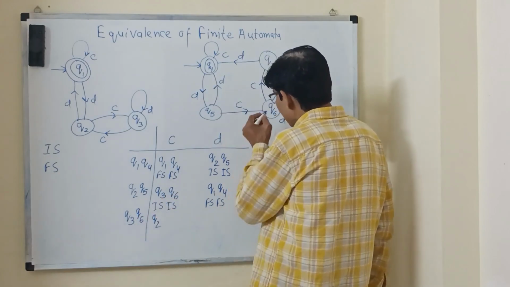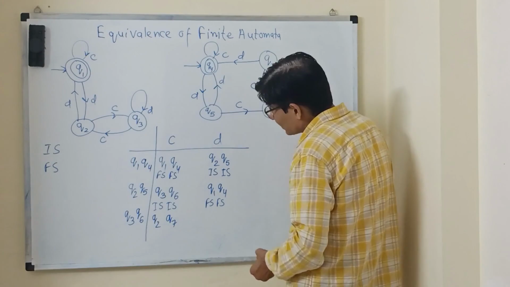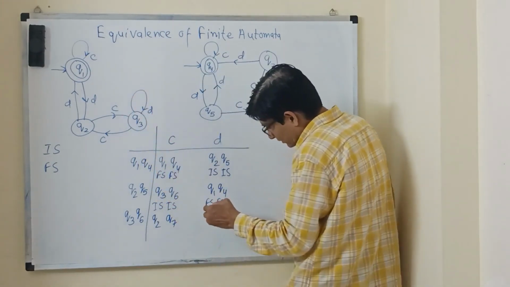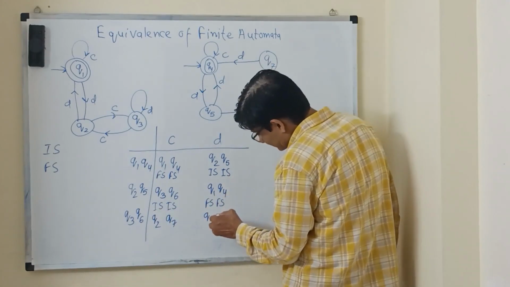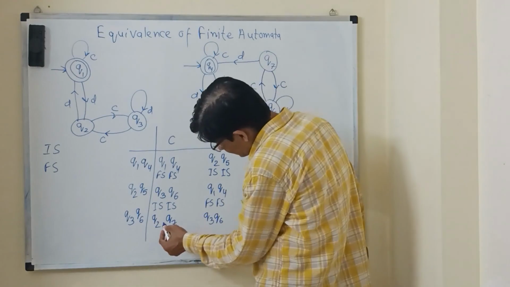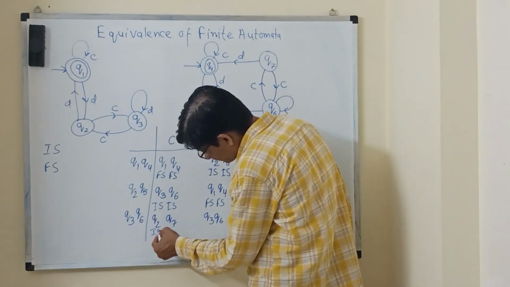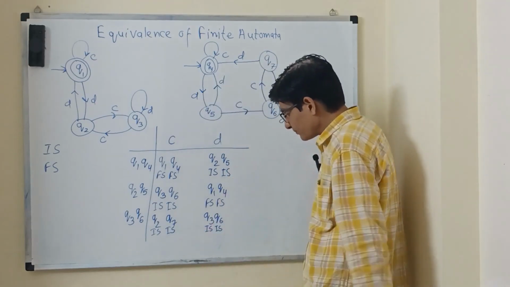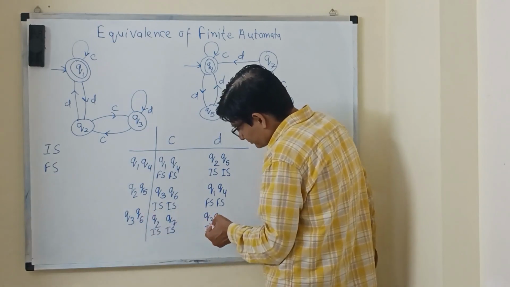On Q6, if we are applying C, so we are moving to Q7. And on Q3, if we are applying D, so we are staying on Q3. On Q6, if we are applying D, so we are staying on Q6 itself. So now again you can see both these are non-final or intermediate states. These are also intermediate states. Now you can see this state is already considered.